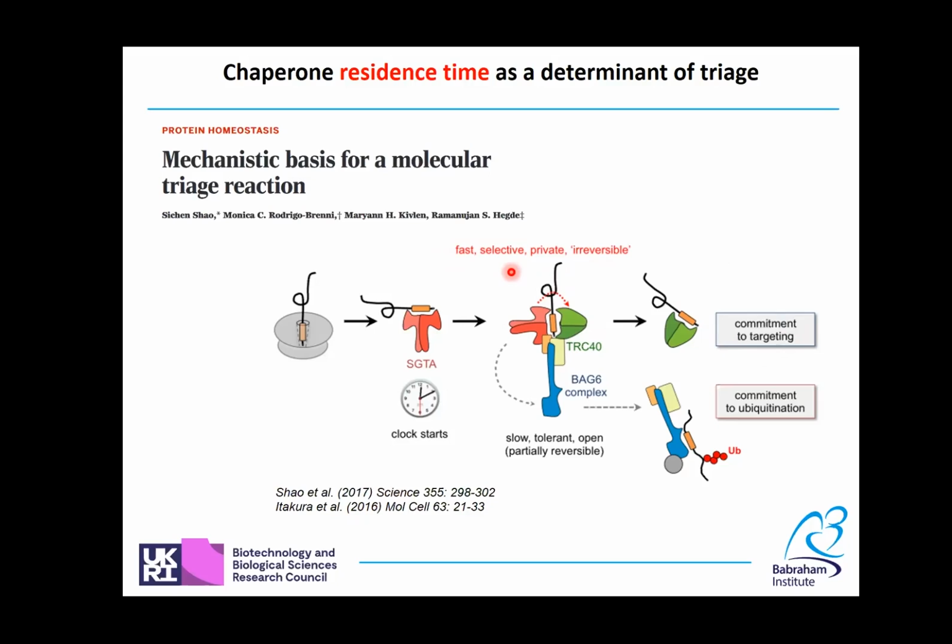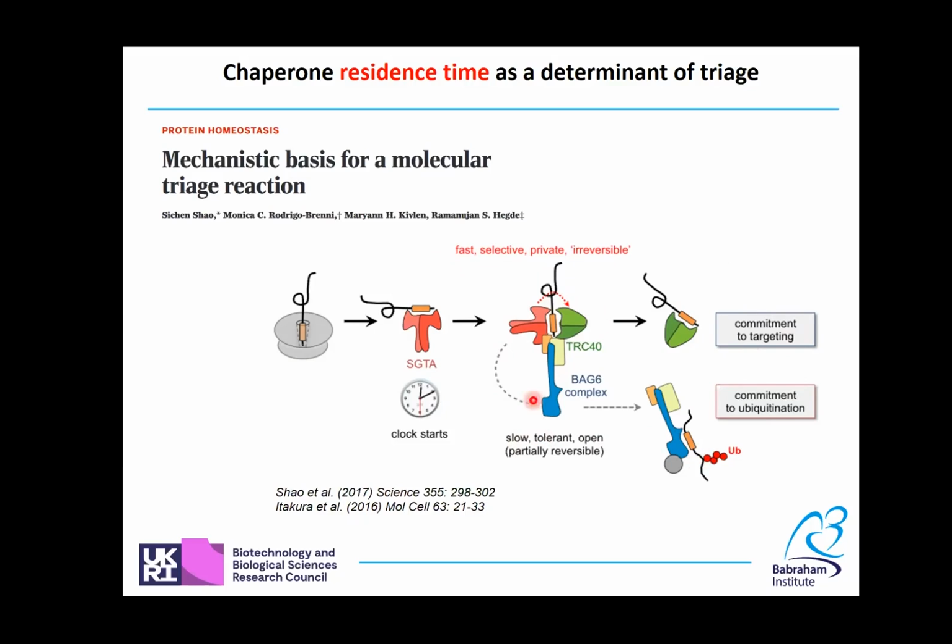However, it's also very selective. The protein needs to be in a native or near native state for it to be recognized and transferred onto the downstream effector. If it isn't, then it remains bound to the chaperone. And the longer it remains bound to the chaperone, the more chance there is for an alternative transfer to take place. And this is to the degradation machinery.